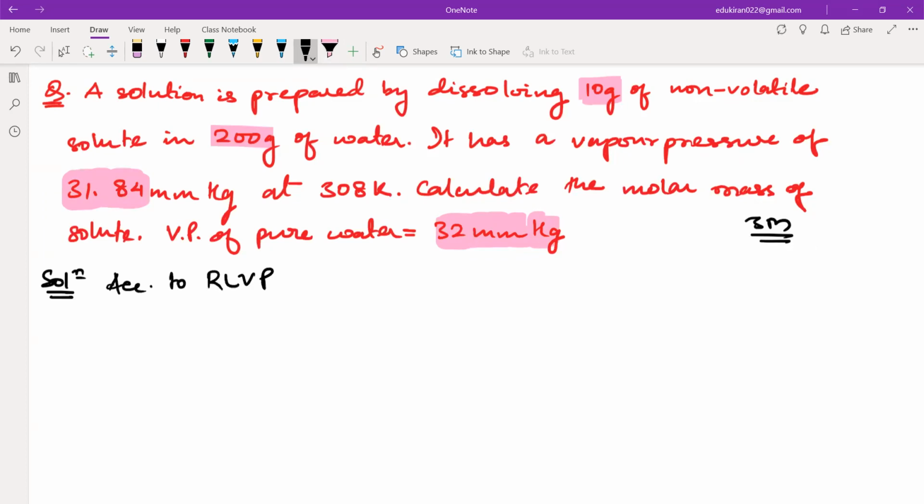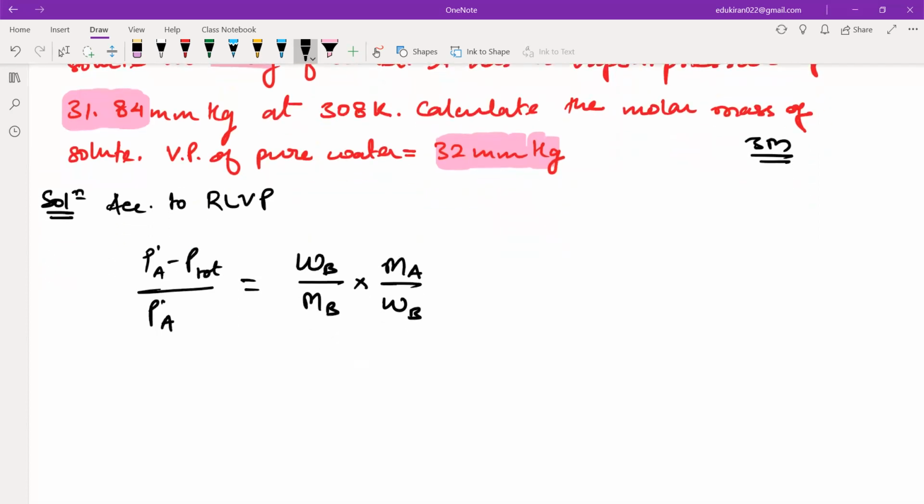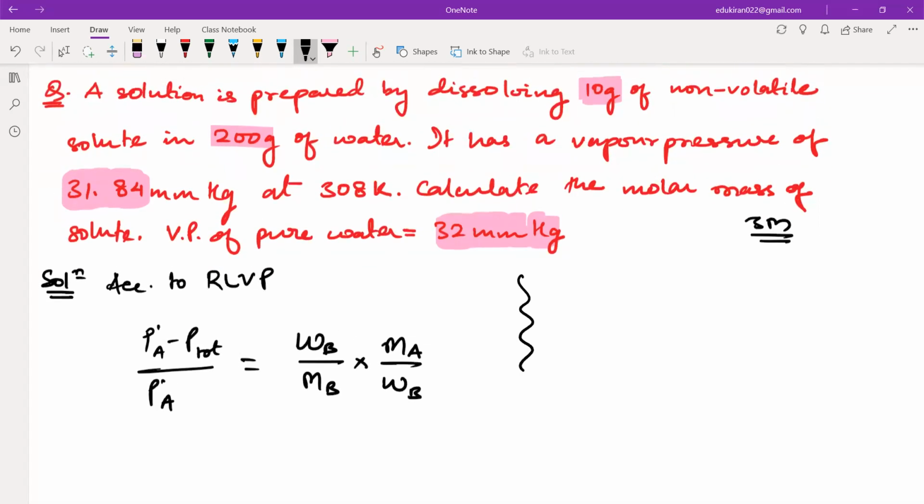RLVP, relative lowering of vapor pressure के मुताबिक the P naught of A minus P total upon the P naught of A will be equal to mole fraction, or rather we can say will be equal to what we have written first here. We have written WB upon MB into MA upon WA. Now we can just plug in the values here.